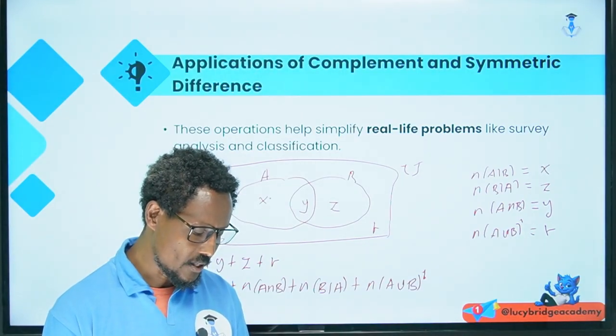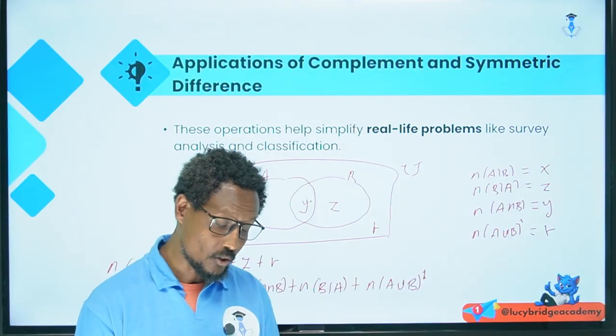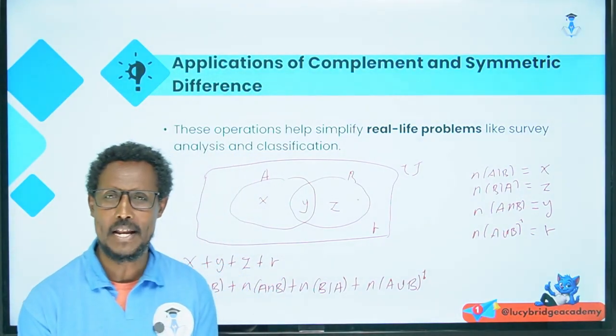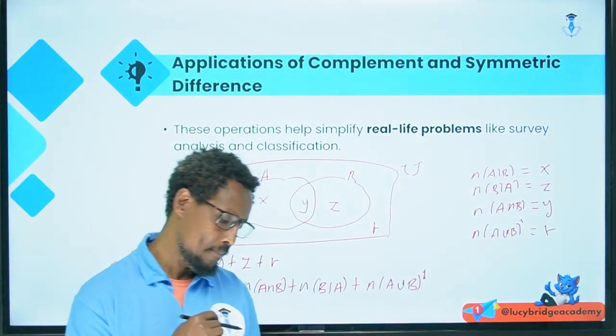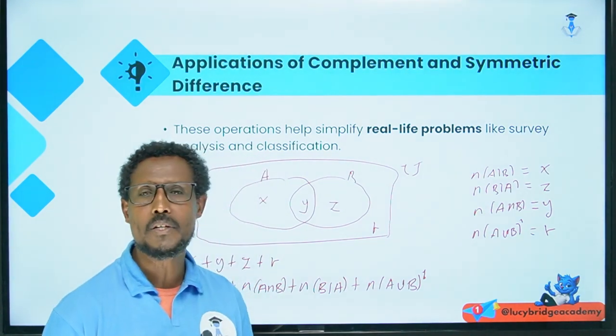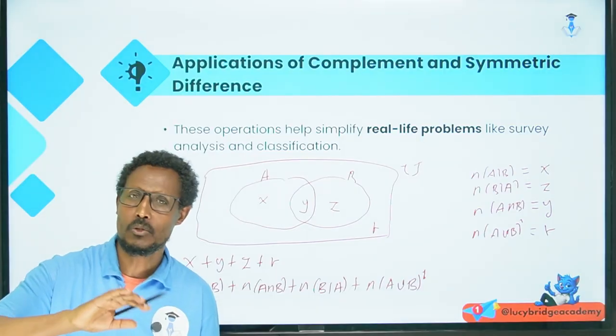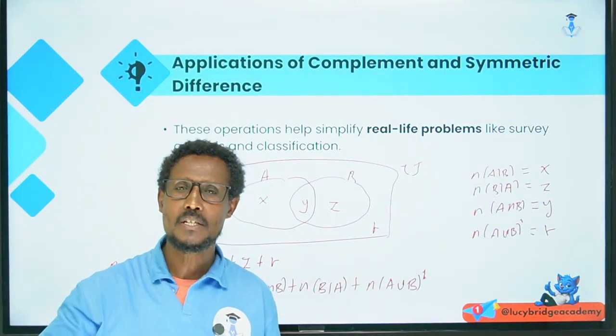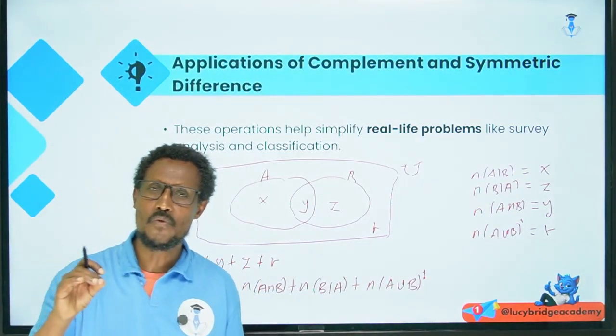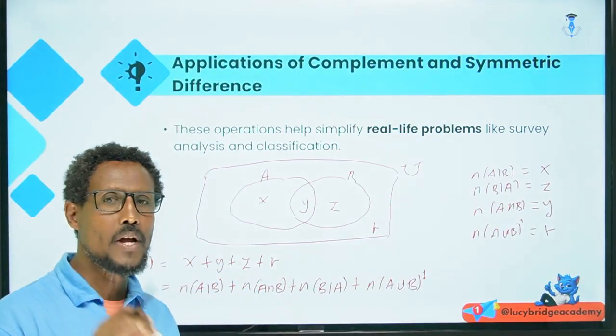X is only A, Y is only B, and Z is only B, and Y is the common element in both A and B. R is the complement of the two circles. That means R is out of the two circles, but in the box. It means R is in the universal set, but not in A union B.